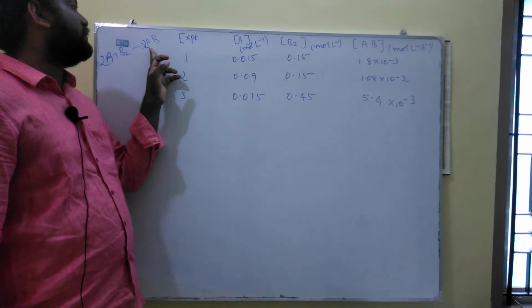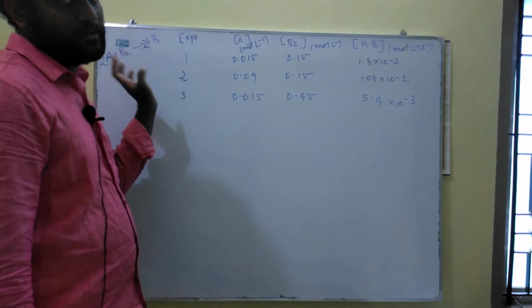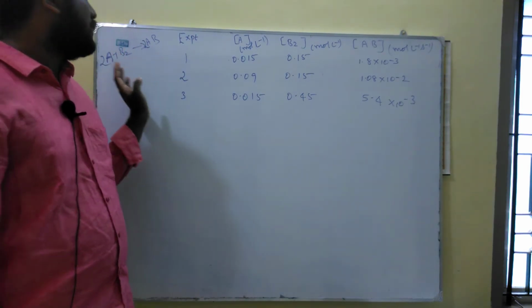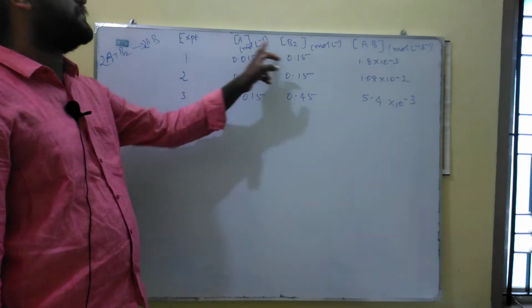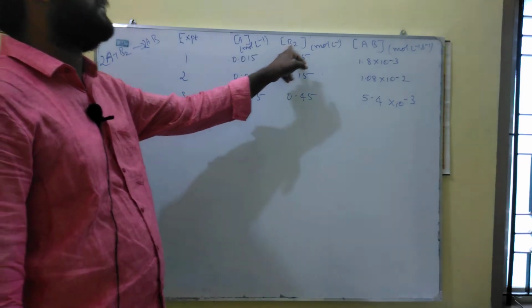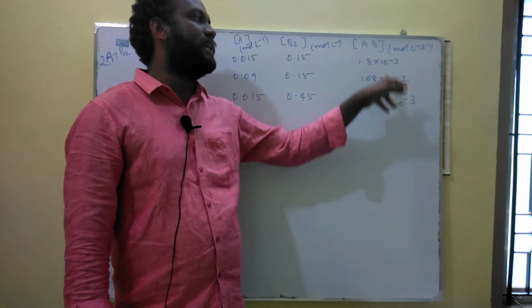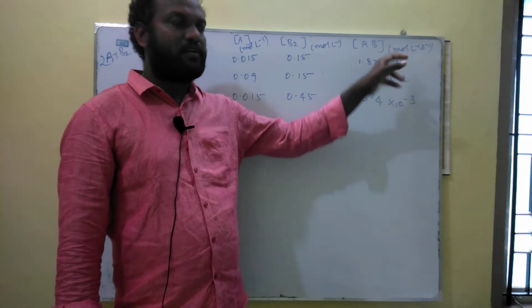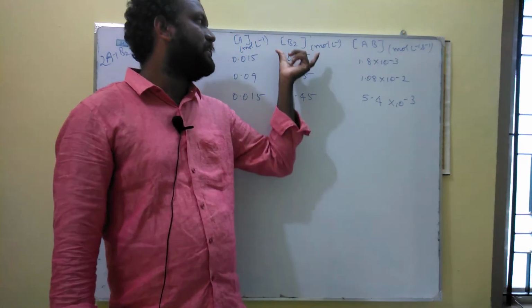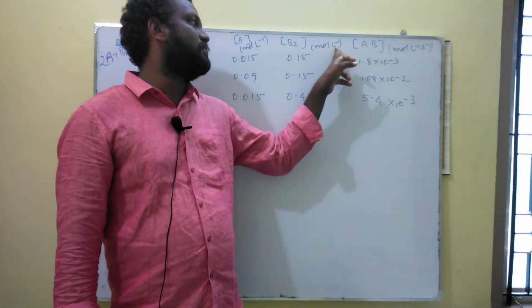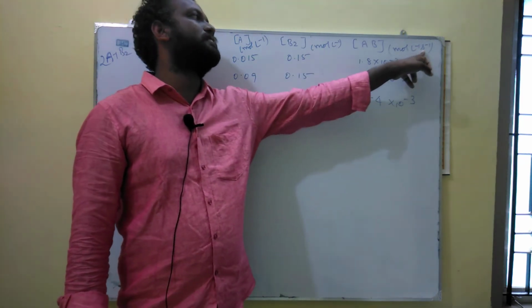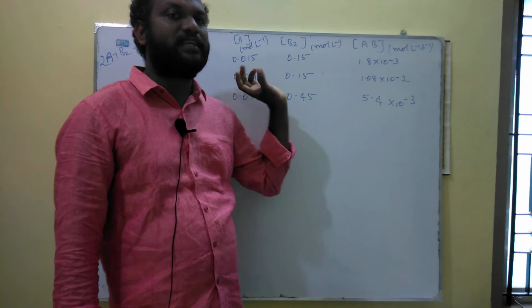Consider the chemical reaction 2A plus B2 gives 2AB. This is a balanced chemical reaction. For this reaction, the concentration of A, the concentration of B2, and the rate of formation are given. These are all concentrations in mole per liter, and the rate is in mole per liter per second. That is the rate of reaction given.